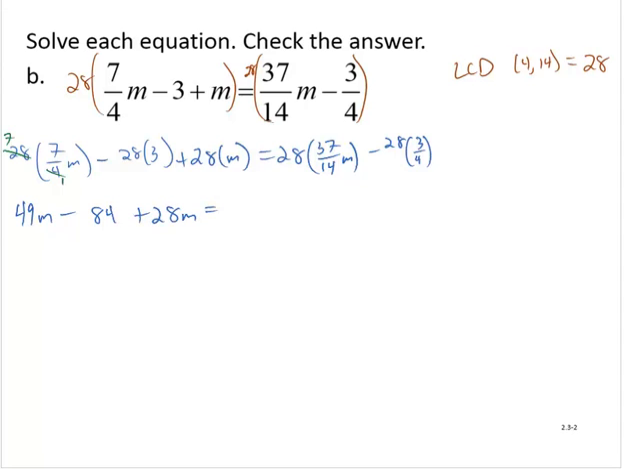On the right-hand side, reducing between the 28 and the 14 leaves a 2 and a 1. And 2 times 37 is 74m. Reducing between the 28 and the 4 leaves a 7 and a 1. And 7 times 3 is 21. Combining the like terms on the left-hand side, I have 77m minus 84 is equal to 74m minus 21.